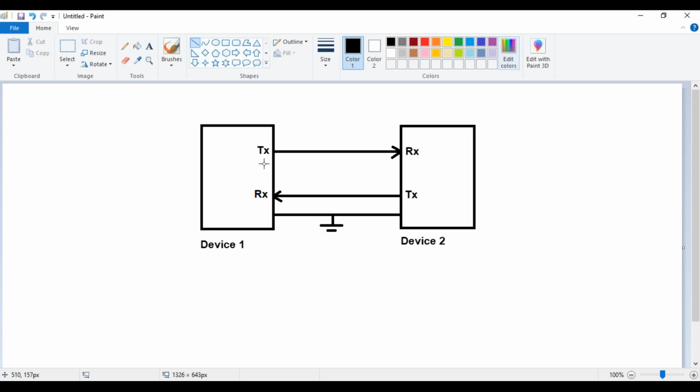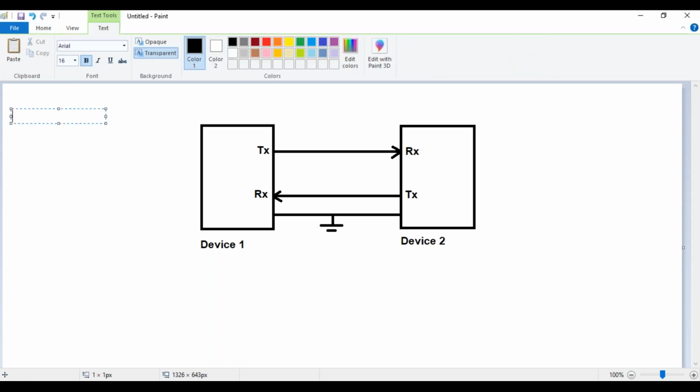Okay. Once you're done establishing the hardware connection, the communication has to start. Now assume the data a device has to transmit is, let's say, 0x25. This is the data to be transmitted. Now, how to represent 0x25 in binary?